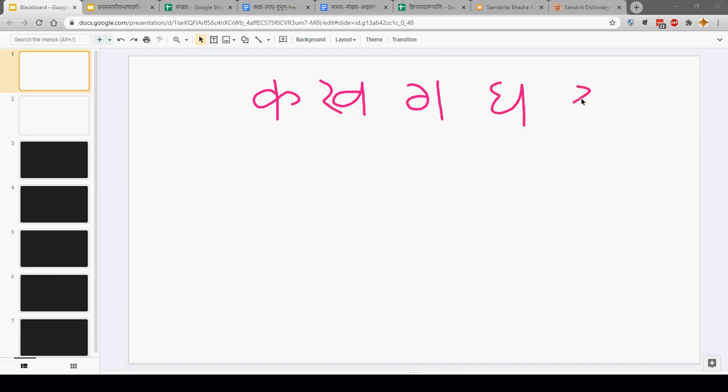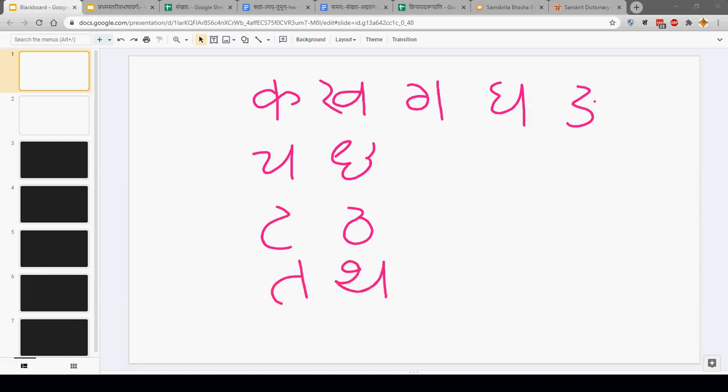Ka, kha, ga, gha, nga, cha, chha, ja, jha, nya. Ta, tha, da, dha, na. Ta, tha, da, dha, na. Pa, pha, ba, bha, ma.